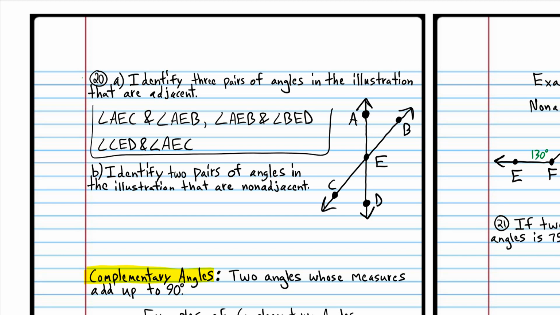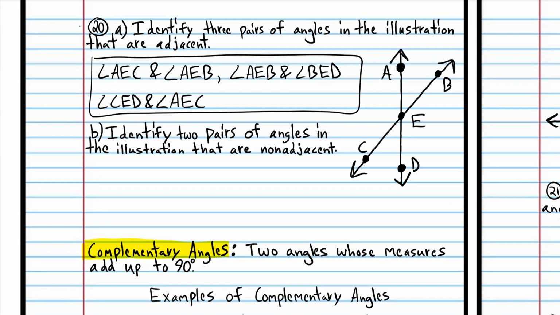So you may have a different grouping, but remember, for example, AEB and BED are adjacent because they share the same vertex, E, and they share the side EB. So that's adjacent angles. If you didn't have the exact answers I had, that doesn't mean it was wrong. Okay, part B, identify two pairs of angles in the illustration that are non-adjacent.